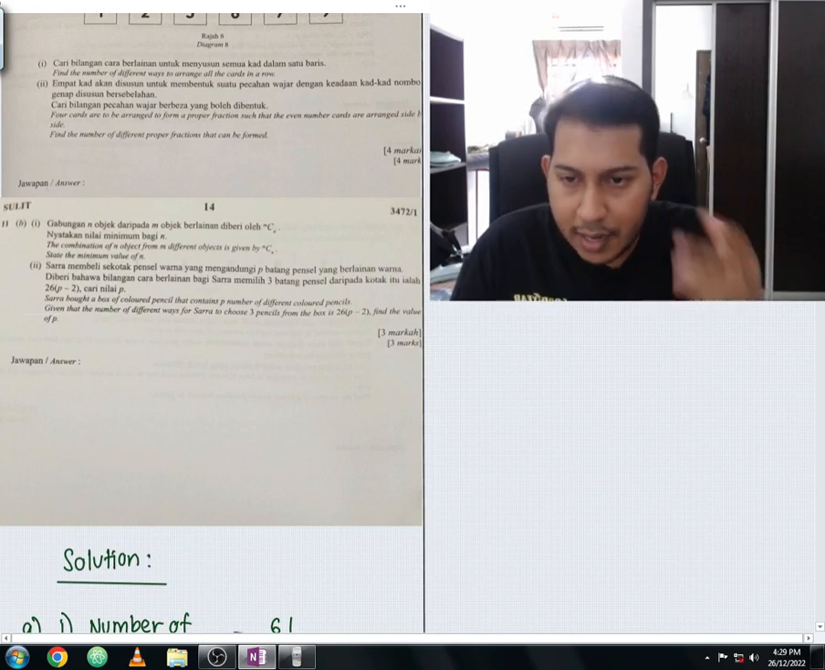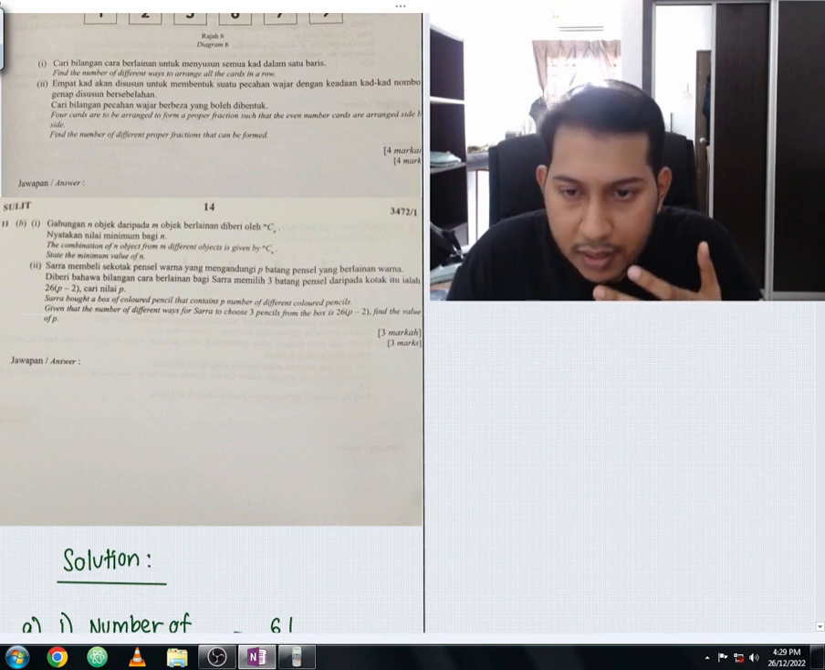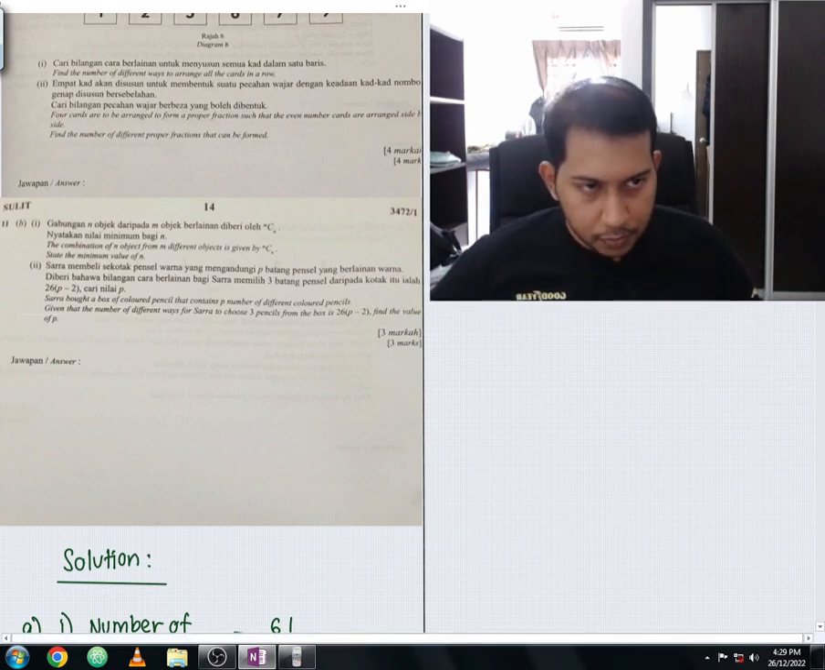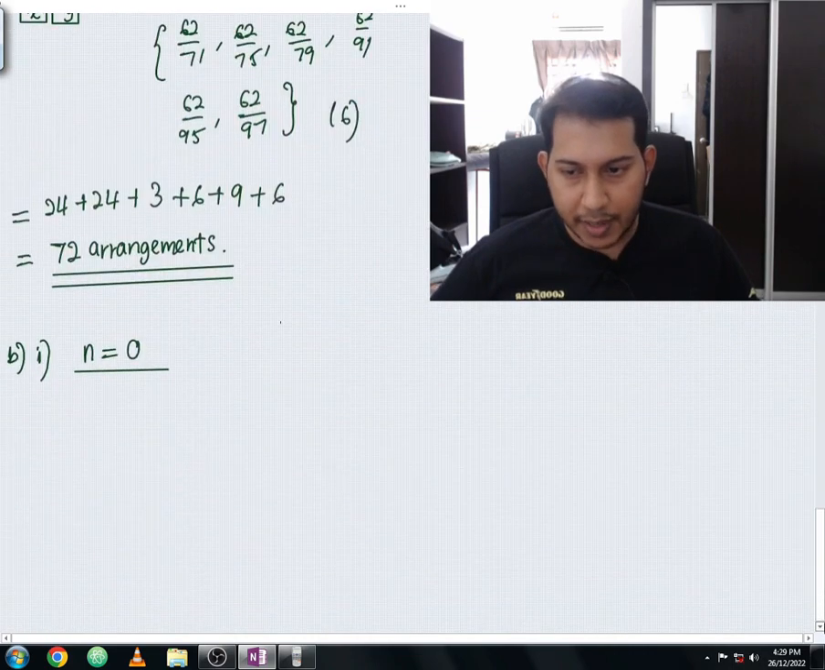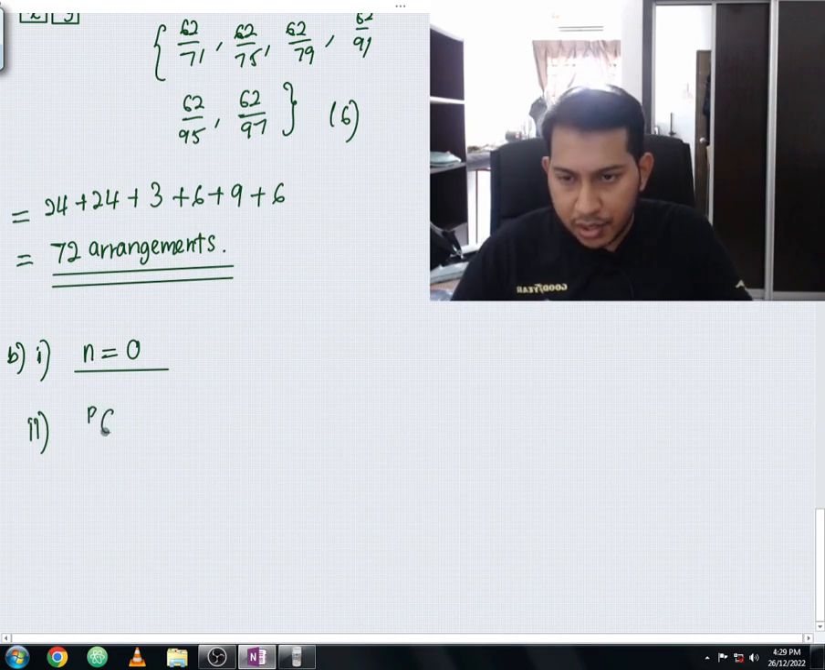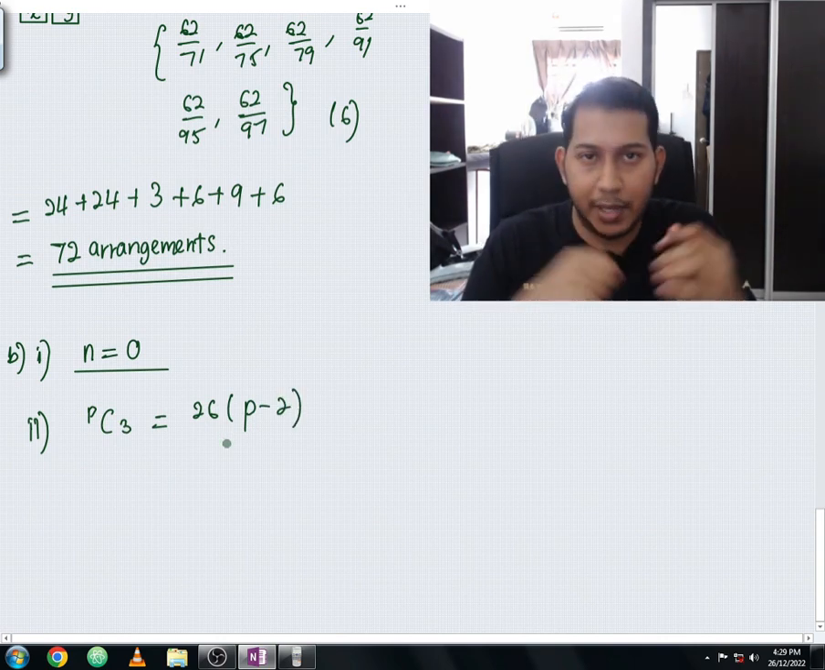Sarah bought a box of colored pencils that contains p number of different colored pencils. Given that the number of different ways for Sarah to choose 3 pencils from the box is 26(p - 2), find the value of p. Okay, so we don't know how many colored pencils she literally has, but we can form the possible workings. Assuming that out of the p colored pencils that she has, she chooses 3 of them, and from here she gets 26(p - 2) possible combinations of the colored pencils.